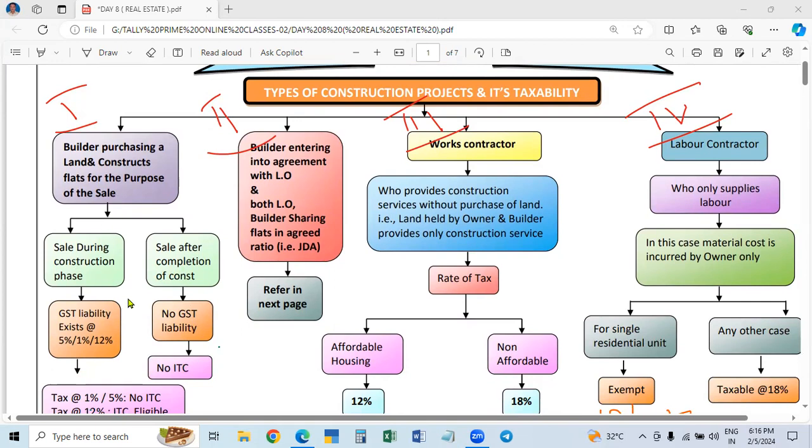But the second one is sale during the construction phase. That is, when the construction has started, during the construction itself, a residential unit, flat or anything, will be sold and some amount will be received as advance, called either booking advance or simply advance. After completion of the construction, the builder will collect the balance amount and hand over the house. In such a case, it is taxable and the tax is to be calculated on the total amount, the advance paid as well as the balance paid.